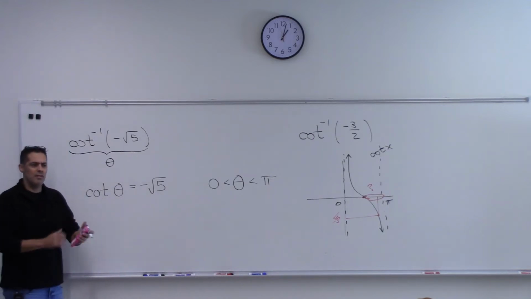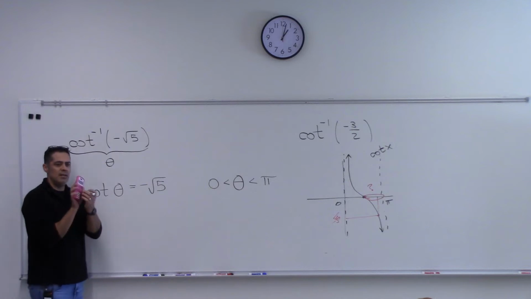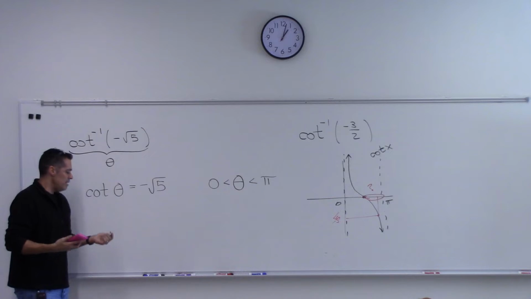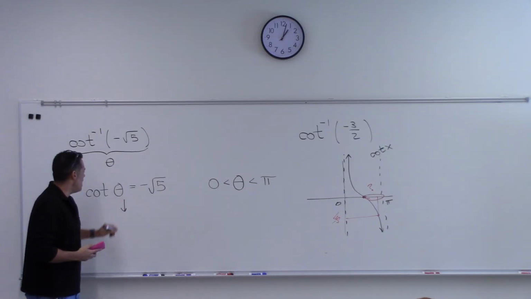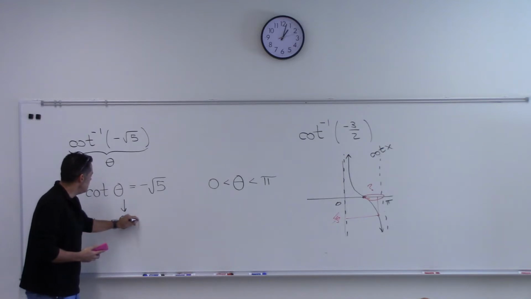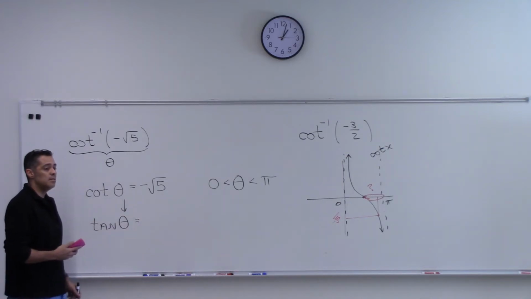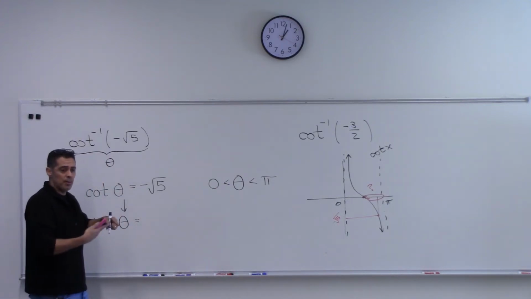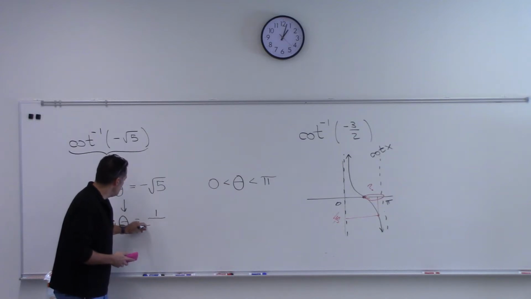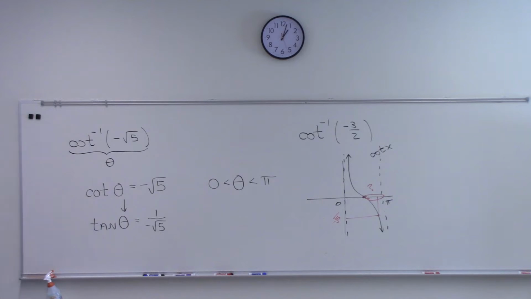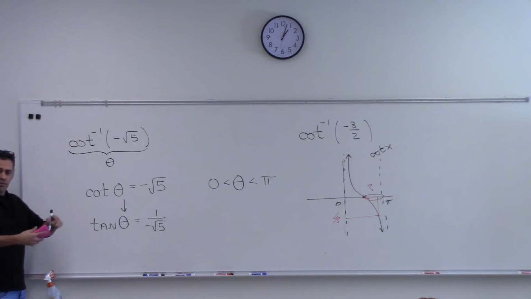So what did I tell you all to do in class? Because you don't have this key on your calculator. You don't have cotangent inverse. Convert it to tangent. So this is really saying tangent of some angle is equal to what? The reciprocal, 1 over negative square root of 5. That's just using the fact that cotangent and tangent are reciprocals.